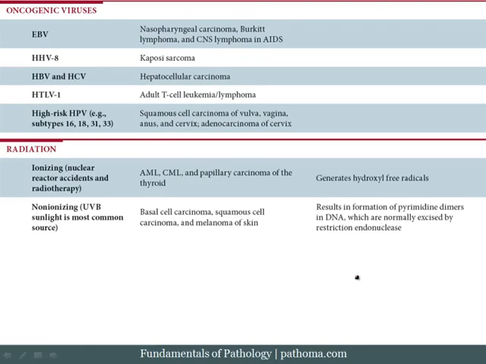Now, the second category of carcinogenic agents are oncogenic viruses, and each of these is super high yield because they're related to microbiology and because they can tie into the molecular biology of cancer as well. So let's walk through them one by one. First of all, EBV. EBV is associated with nasopharyngeal carcinoma.